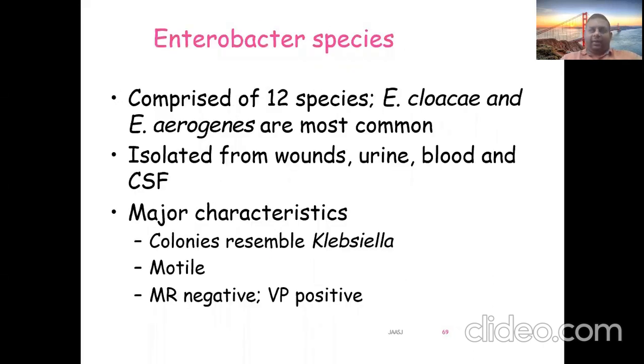About Enterobacter, there are a lot of organisms. Enterobacter cloacae and Enterobacter aerogenes are the most common. They are isolated from urine, blood, and CSF.